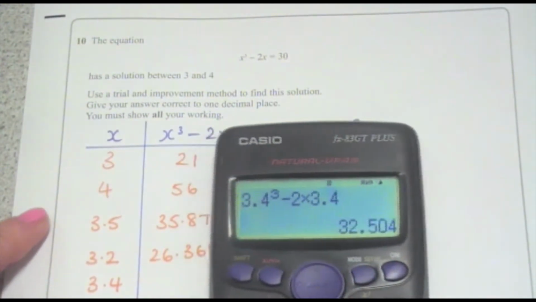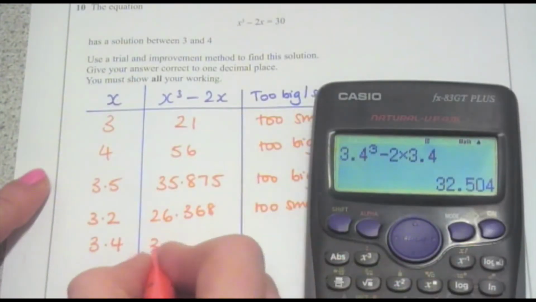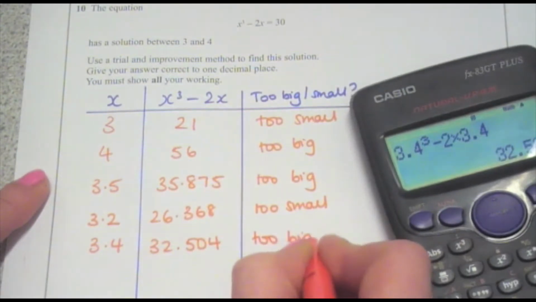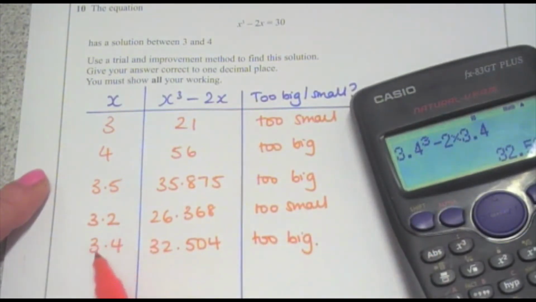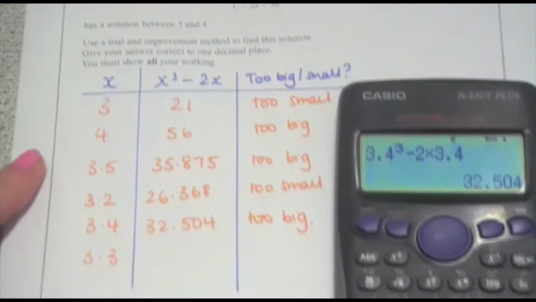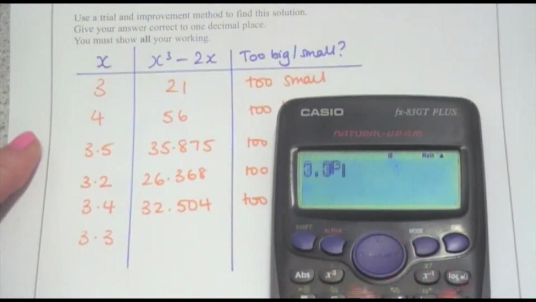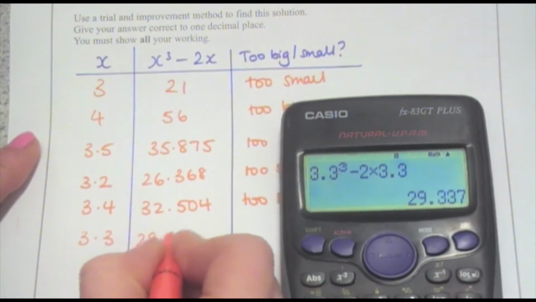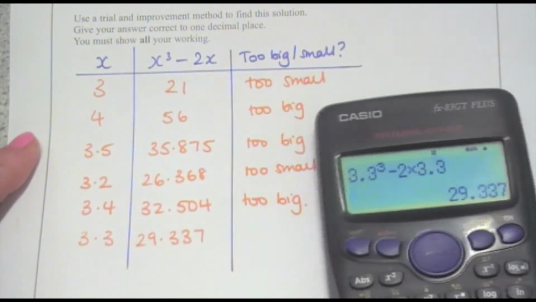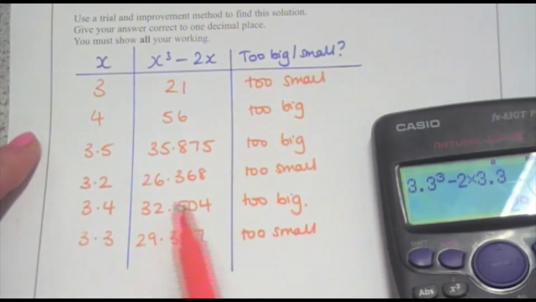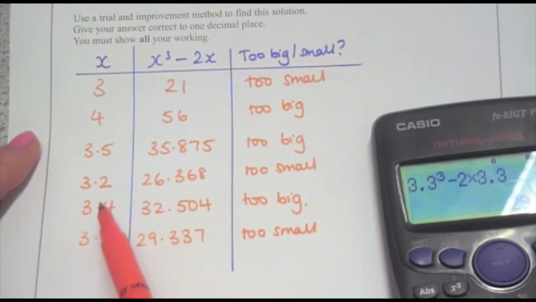I get an answer of 32.504, which is too big. But I now know my answer is between 3.4 and 3.2. So I'm going to try 3.3, which gives me 29.337, which is still too small. However, I now know that my solution is between 3.3 and 3.4.